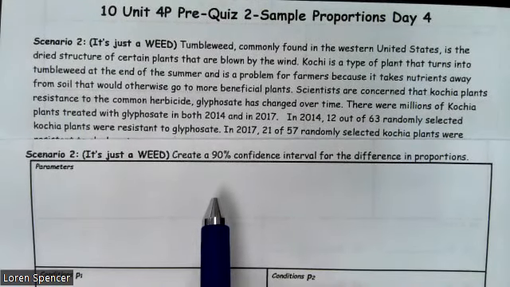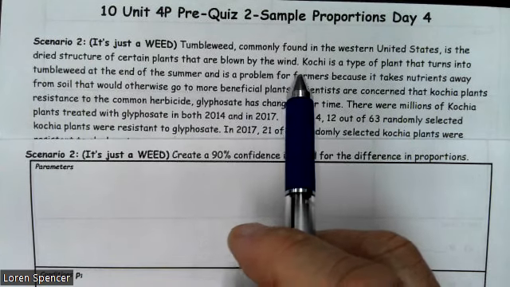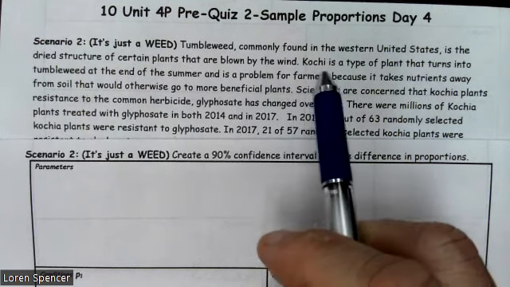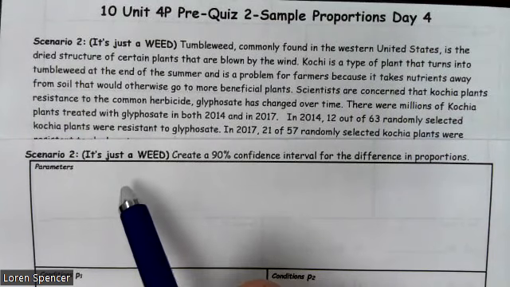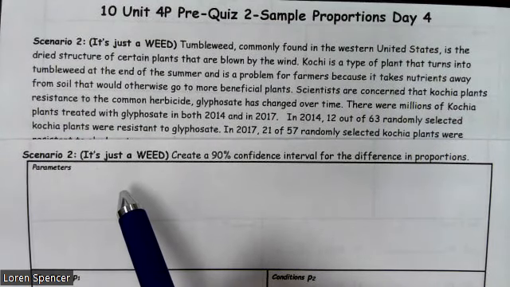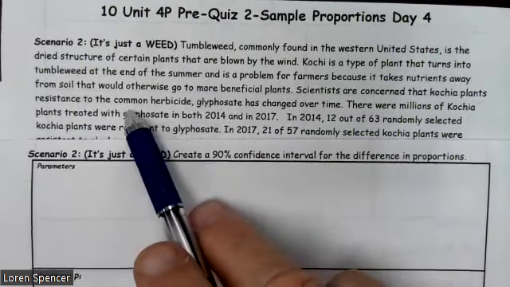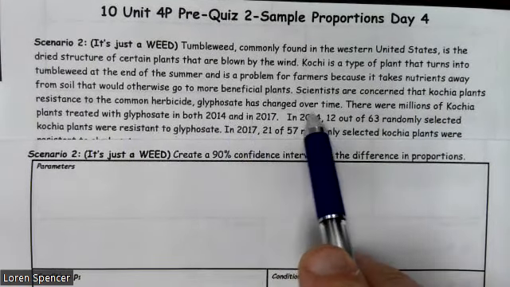Tumbleweed, commonly found in the western United States, is the dried structure of certain plants that are blown by the wind. Kochia is a type of plant that turns into tumbleweed at the end of summer and is a problem for farmers because it takes nutrients away from soil that would otherwise go to more beneficial plants. Scientists are concerned that the kochia plants' resistance to the common herbicide glyphosate has changed over time.